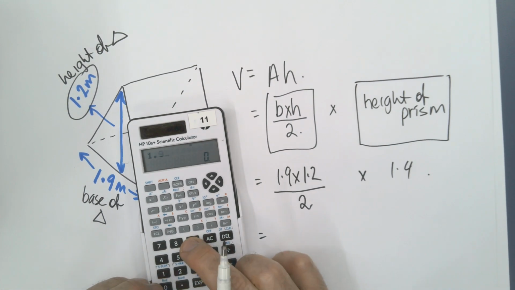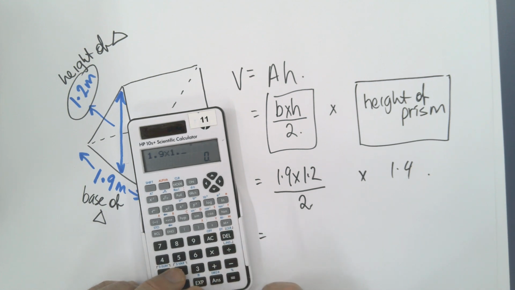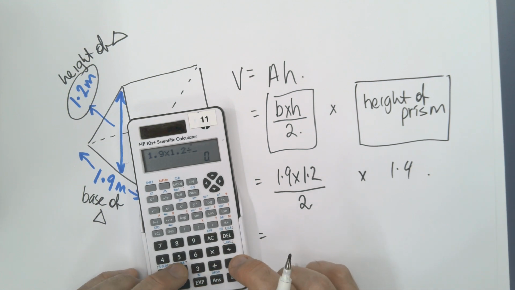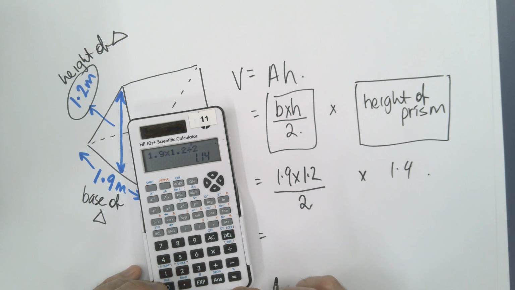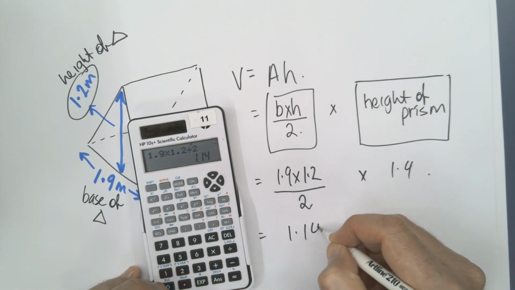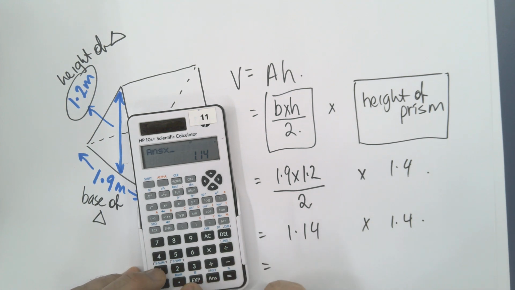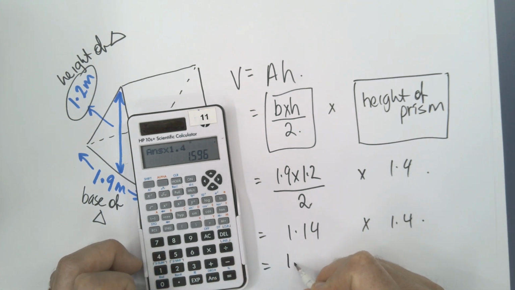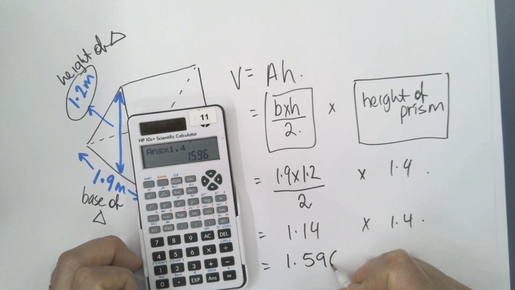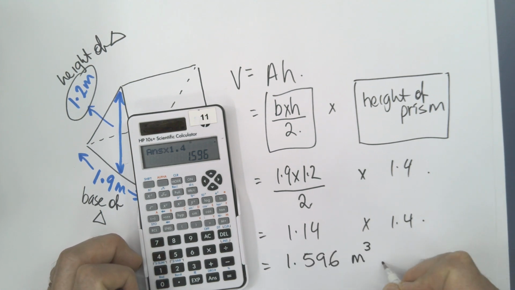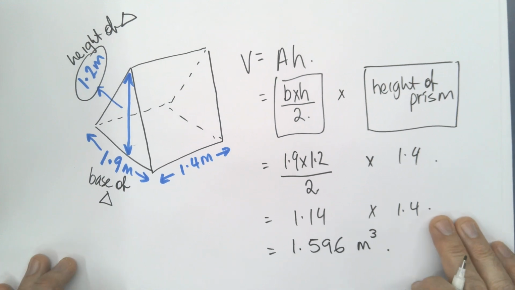Okay, so I got 1.9 times 1.2 divided by 2 is 1.14. Now I times that by 1.4. And I've got 1.596 meters cubed. Okay, it's volume.